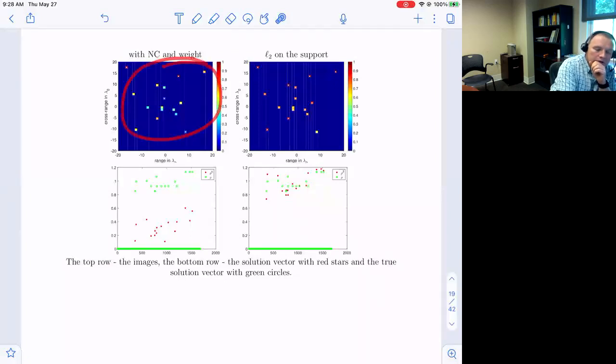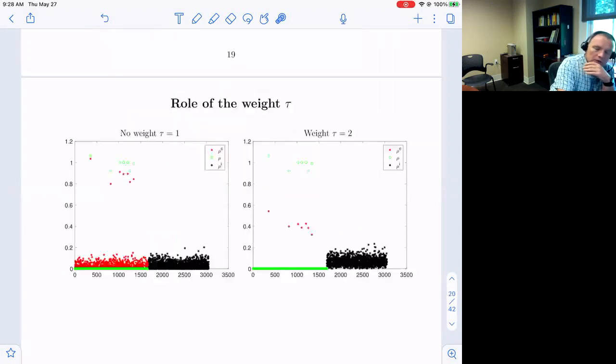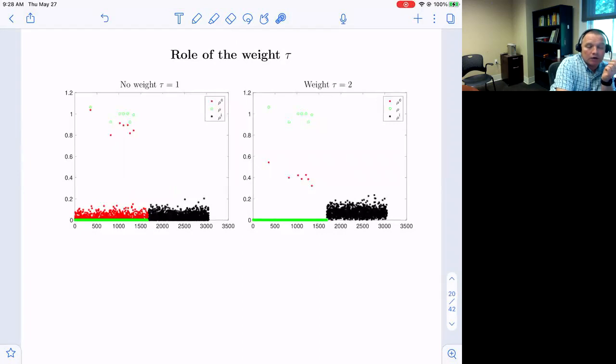Now, if you add the weight on the noise collector, then all the grass in the image window disappears. This is the picture. You see, there's nothing. There's no noise over here. And on top, once you recover the support by using the noise collector, you can do L2 projections on the support, and this is the reconstruction. So altogether, what I described, and this is how you see it again in the vector view.